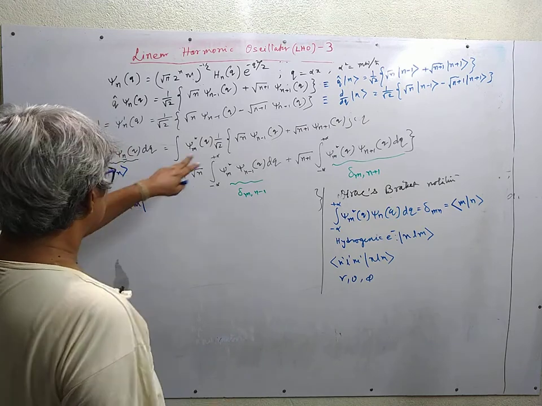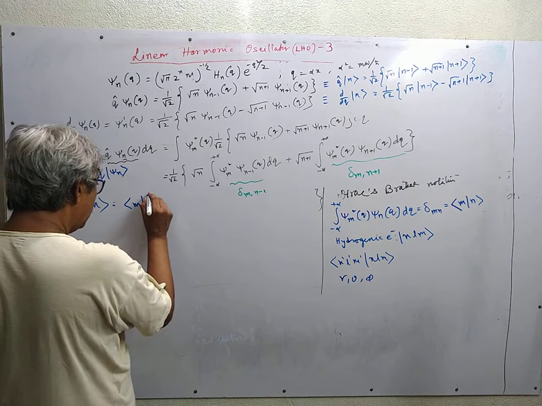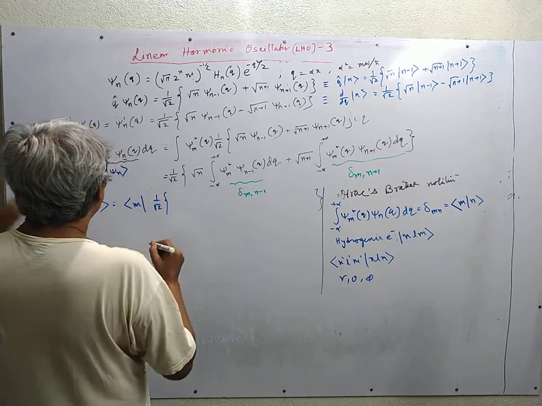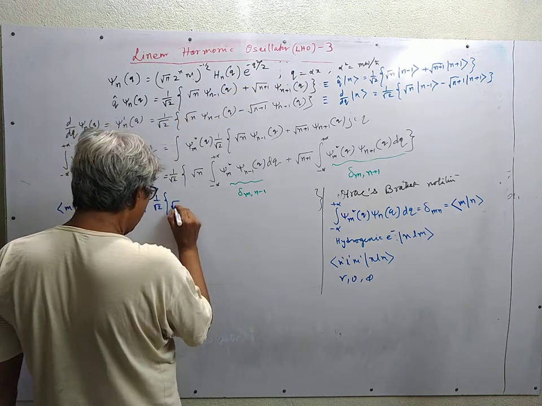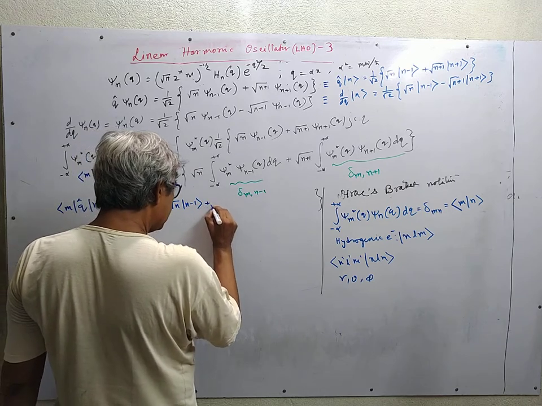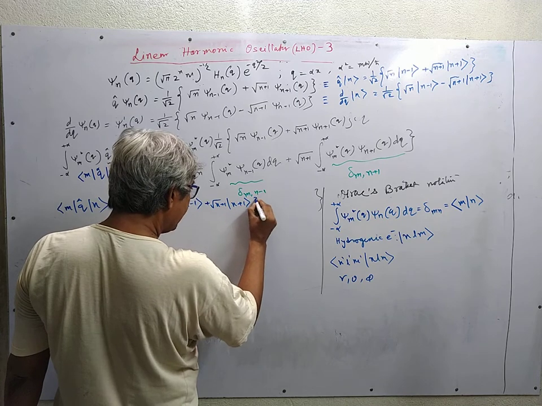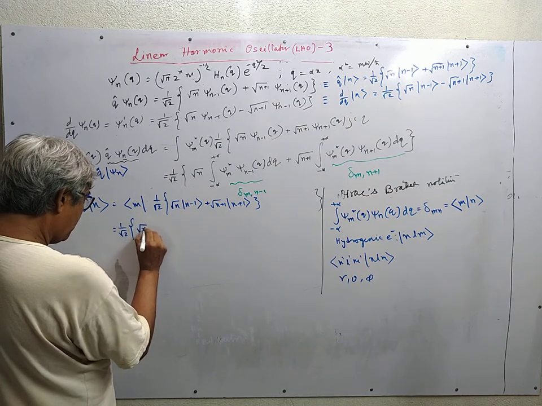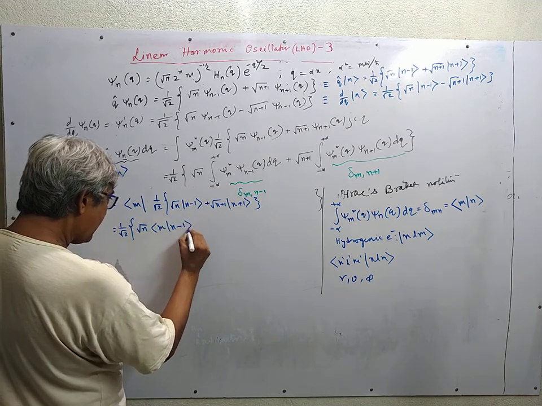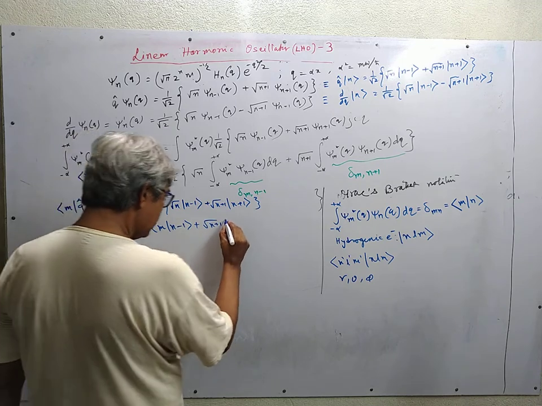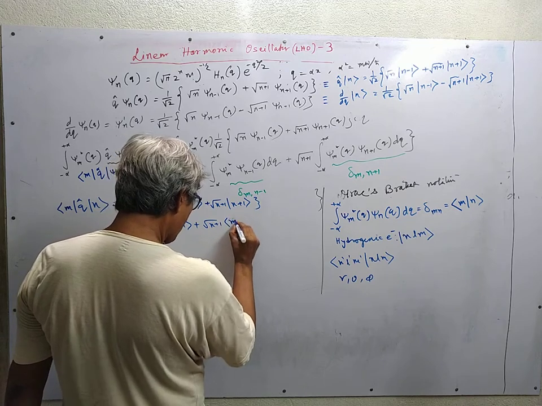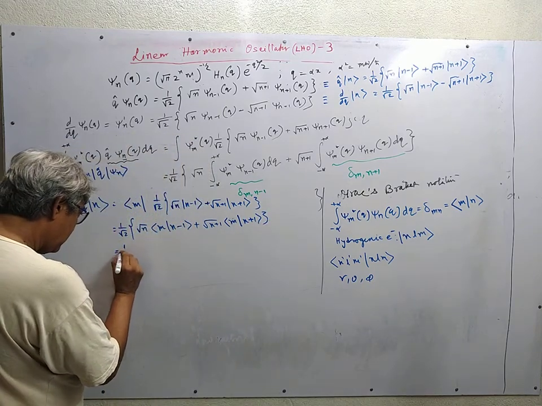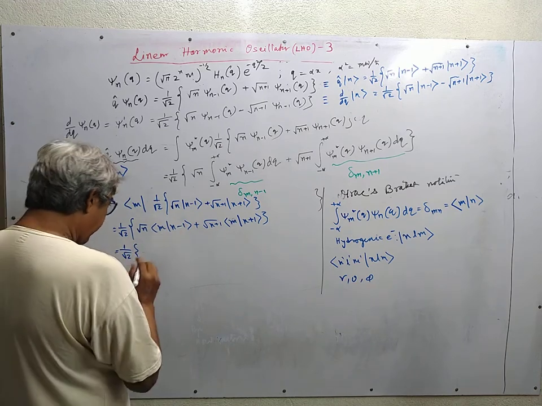So for this part, q n we write 1 upon root 2 times the n minus 1 ket plus n plus 1 ket. 1 by root 2 is taken common outside, and then we have root n, and this is the delta function.